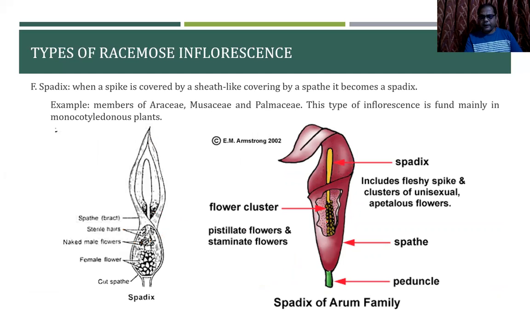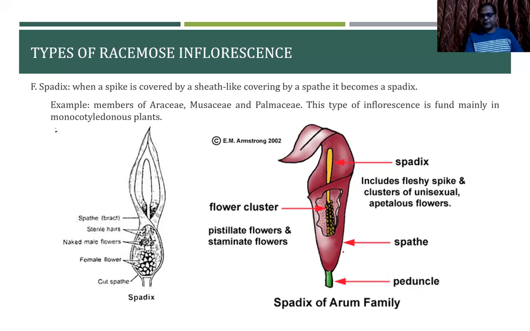Now this is covered by a leathery structure, that is what we call the spathe. Okay, this is a leathery kind of structure. So when you see the example, it will be more clear. Okay. So we have got the pistillate flowers and the staminate flowers there. These are clusters of flowers, and we have got the spadix, which includes the fleshy spike or the cluster of unisexual flowers.